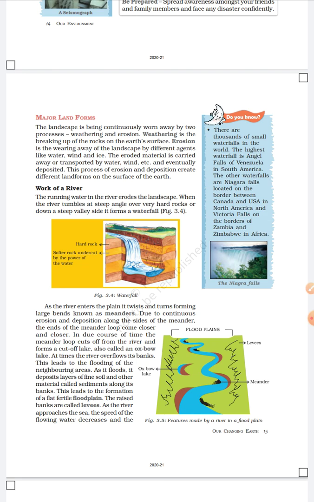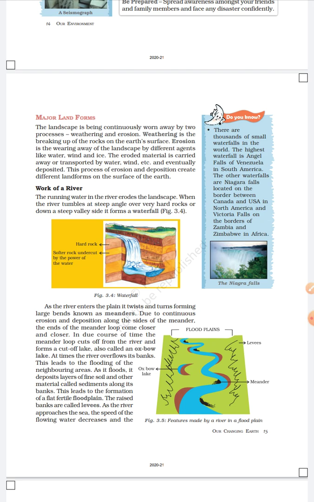The landscape is being continuously worn away by two processes, weathering and erosion. Weathering is the breaking up of the rocks on the earth's surface. Weathering is an exogenic force. Now the rock is breaking down, not suddenly but slowly.